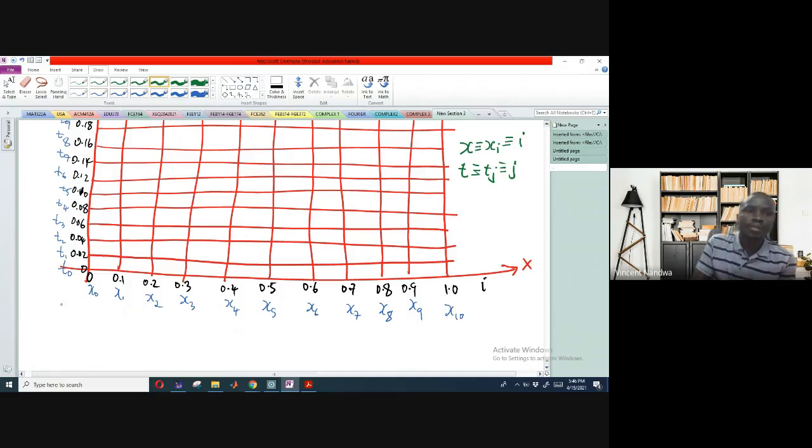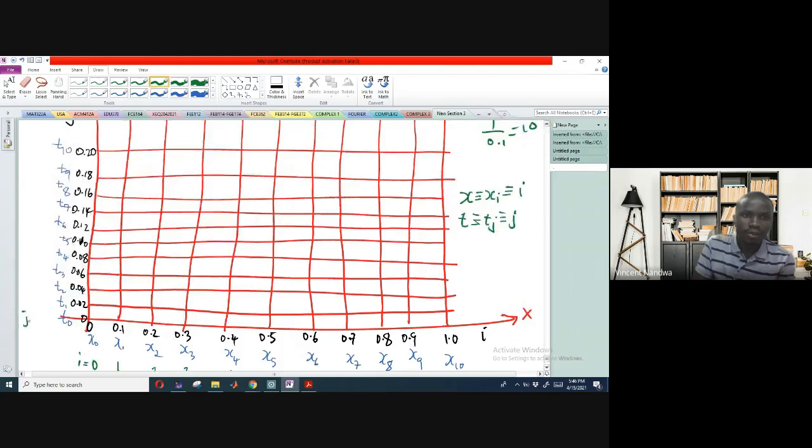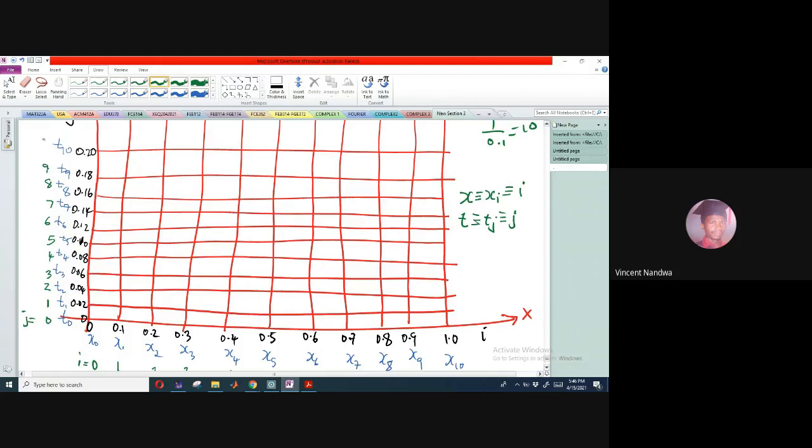So therefore, if I say i equals 2, this will be 0, this will be 1, this will be 2, this will be 3, this will be 4, this will be 5, this will be 6, 7, 8, 9, and then this is i equals 10. And then similarly on this other axis, j equals 0, 1, 2, 3, 4, 5, 6, 7, 8, 9, and then this j equals 10. So when they tell us to find the displacement of the string at time t equals 0.04, it means that this is the value at j equals 2. So we are interested in finding all the displacements on all these nodal points.